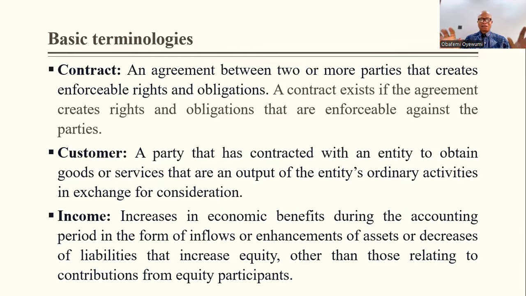So if a particular company is producing a particular product, and another party, a customer, has contracted the organization or entity to supply the things that are being produced, that's the output of that entity's ordinary activities. Then it means that you can say that is a customer. That is someone who is qualified to be called a customer.